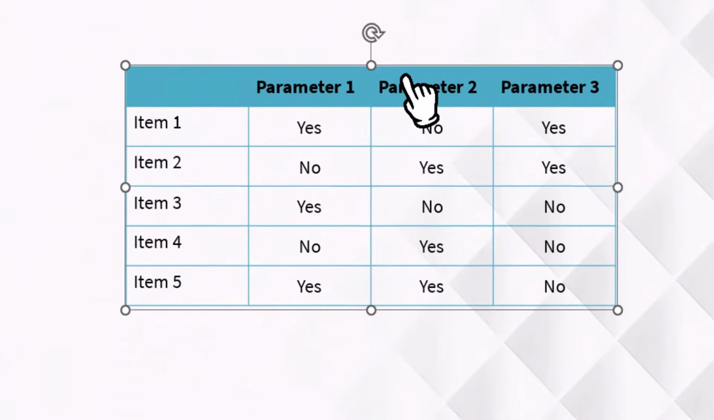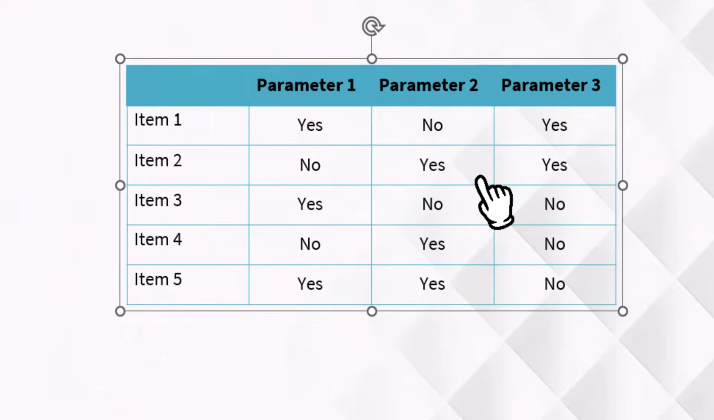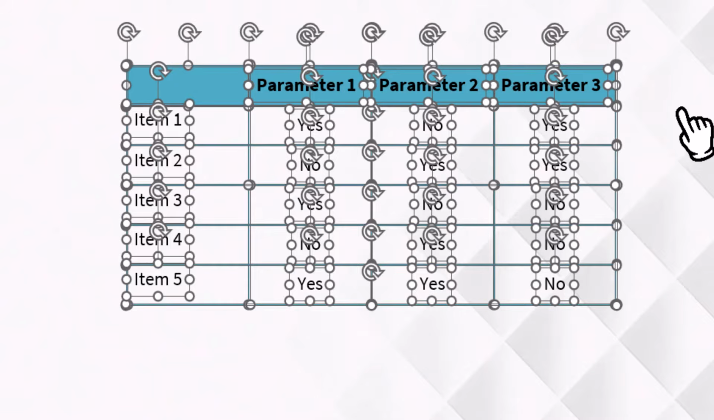Now this is an SVG image and it's not a table anymore. Right click, convert to shape. Now this is broken down into Microsoft objects. We need to ungroup this again. So Ctrl Shift G. Now it is ungrouped.